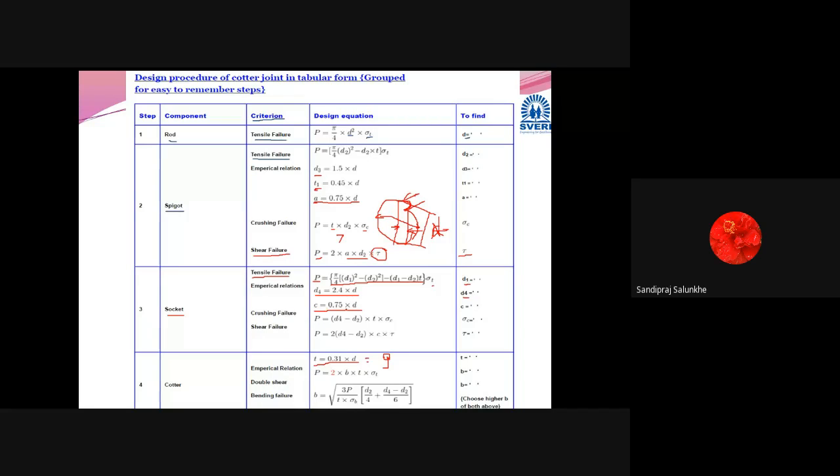Once you have calculated these two values, we check whether that component, that socket which we have designed, is safe under crushing failure. So the criterion we are going to use for the failure is the crushing failure. Now, how are we going to calculate that crushing failure? As force is equal to area multiplied by stress. Here we are going to consider the crushing stresses, multiplied by the area which is encountered by this crushing.